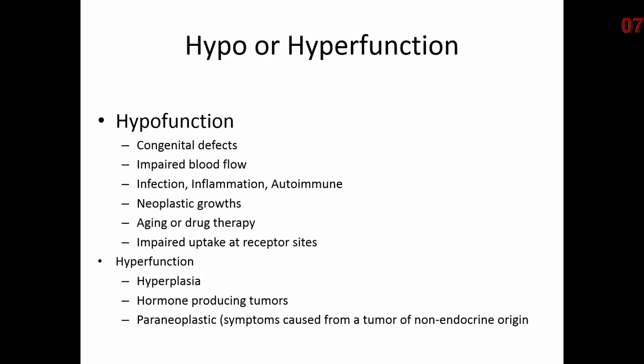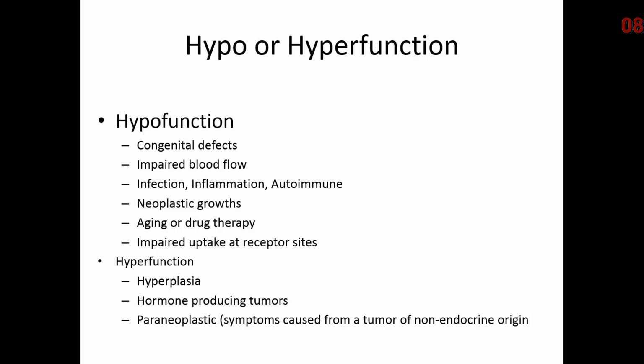One of the first things you have to understand is that we're going to talk about hypo and hyperfunction of the gland. Hypofunction of an endocrine gland can occur because of many things. You might have congenital defects or impaired blood flow. Congenital defects could lead to the absence or impairment of the developed gland. The gland may be destroyed due to impaired blood flow, infection, inflammation, autoimmune or neoplastic growths, and increased aging. Drug therapy also can inhibit the receptor sites, which may be absent or defective.